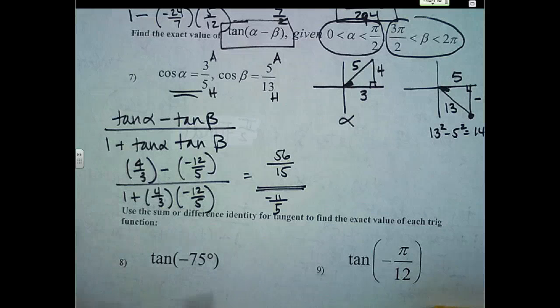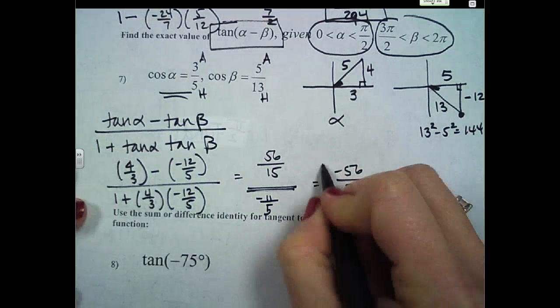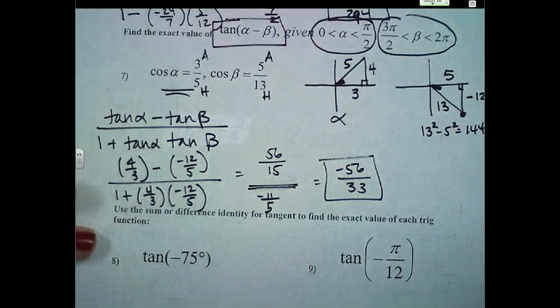What did you get for your final answer? Negative 56 over 33. Right, the last two.